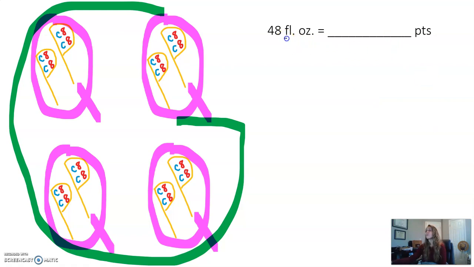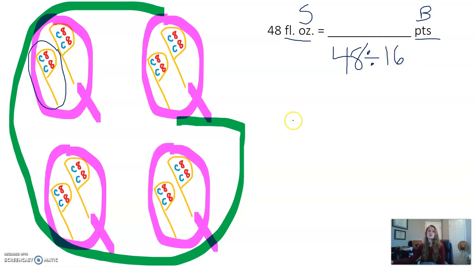All right, in this problem, we are going from fluid ounces to pints. Fluid ounces are the smallest units, so we're going from small to big. Divide that pig. We're doing a lot of division today. So we're going to take 48, but what are we going to divide it by? We have to figure out how many fluid ounces are in a pint. How many fluid ounces are in a pint? Remember, the fluid ounces are the red 8s. So inside of 1 pint, we see 2 8s. That's a total of 16. So we need to do 48 divided by 16 to figure out how many pints are in 48 fluid ounces.